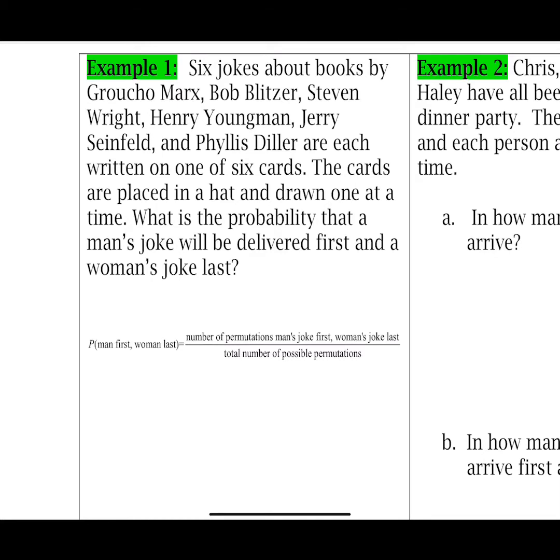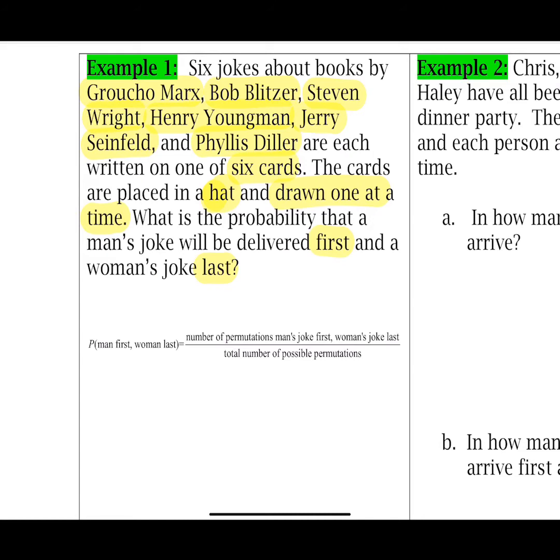Six jokes about books by Groucho Marx, Bob Blitzer, Stephen Wright, Henry Youngman, Jerry Seinfeld and Phyllis Diller are each written on one of the 6 cards. The cards are then placed in a hat and drawn one at a time. What is the probability that the man's joke will be delivered first and the woman's joke will be delivered last? So let's see what they're talking about.